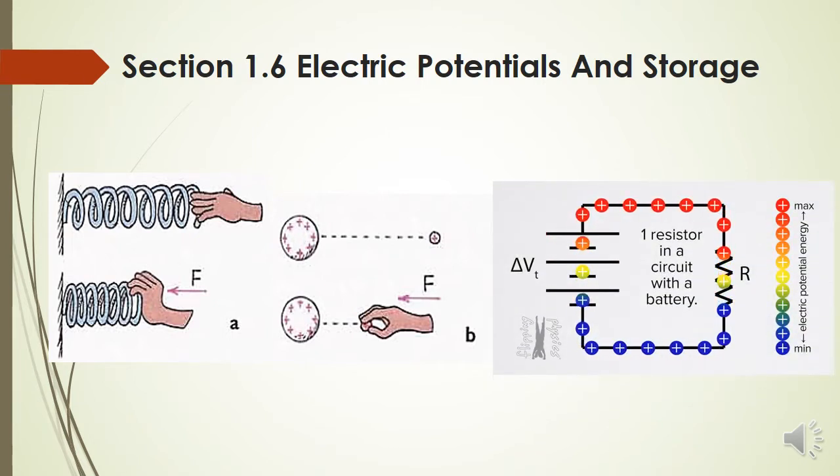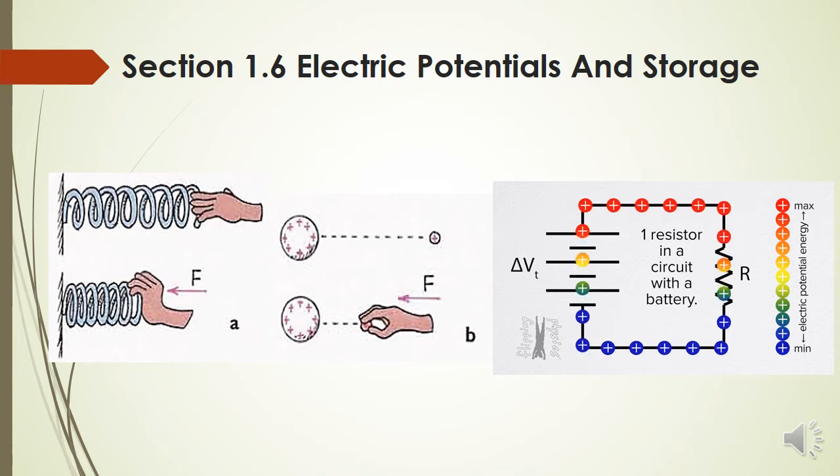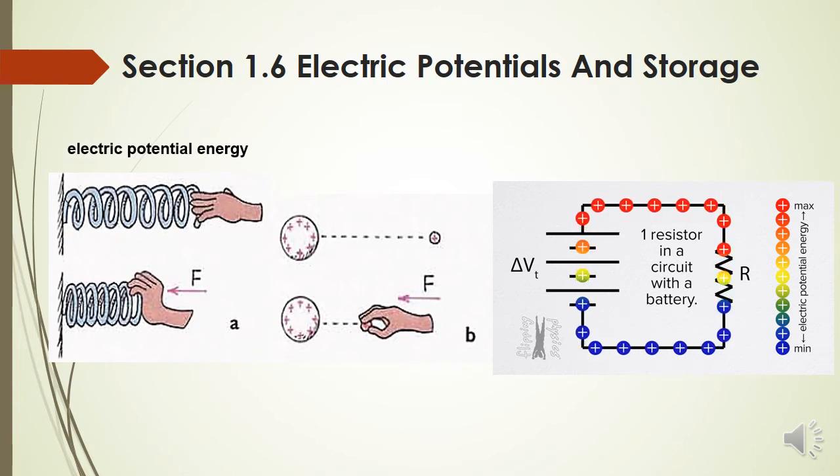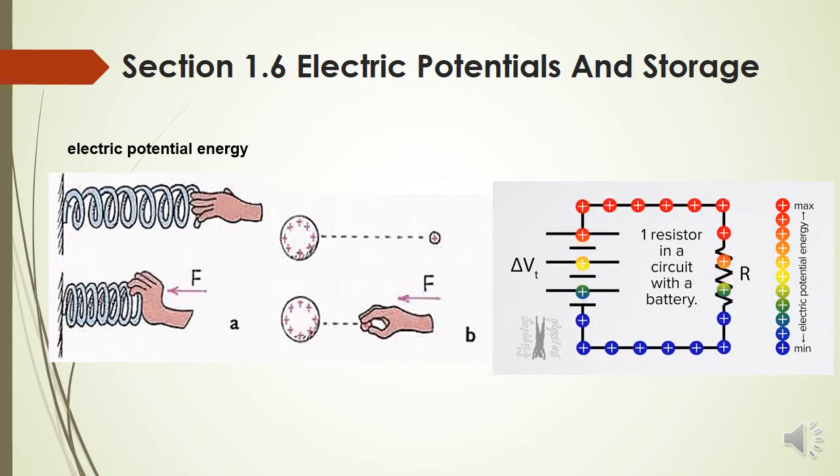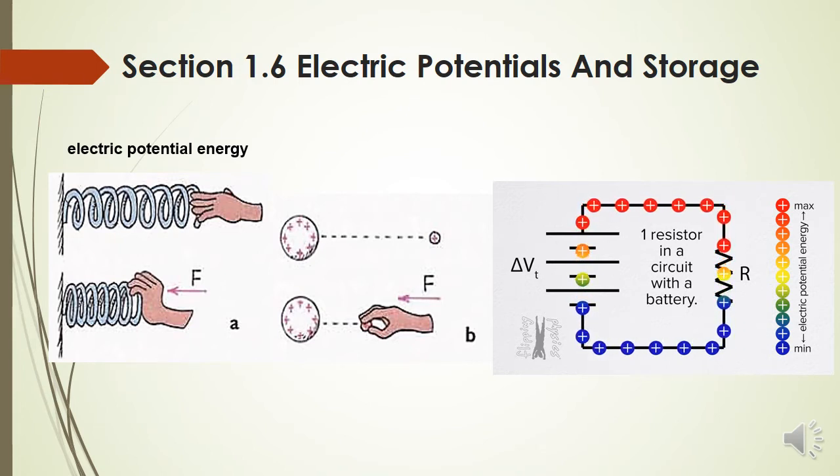This work is done in moving the particle to its new location, that is, it increases its energy, and we call the energy the particle possesses by virtue of its location electric potential energy. If the particle is released, it accelerates in a direction away from the sphere, like next in the figure B, and its electric potential energy changes to kinetic energy.